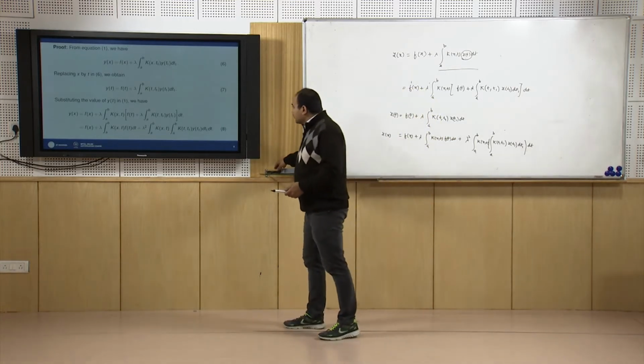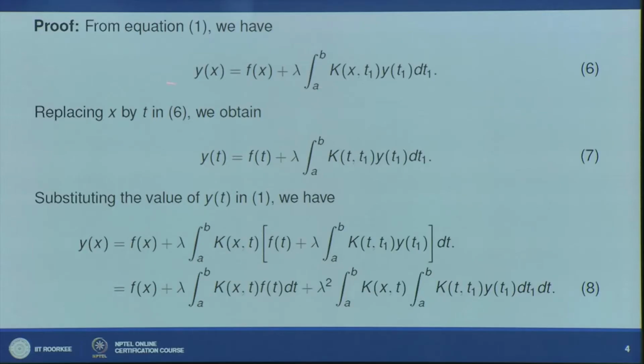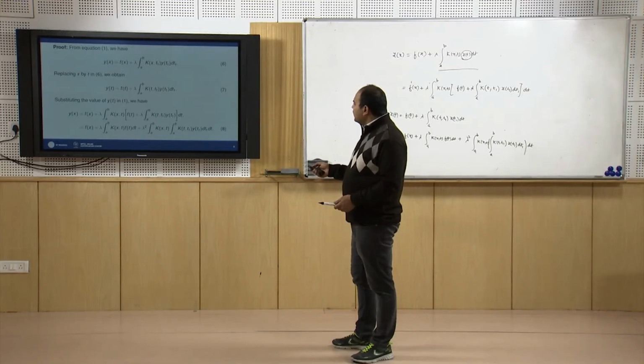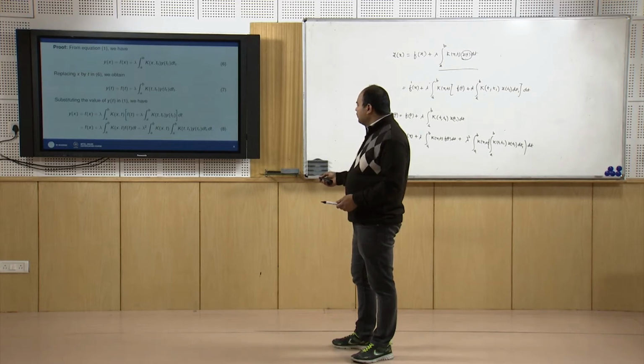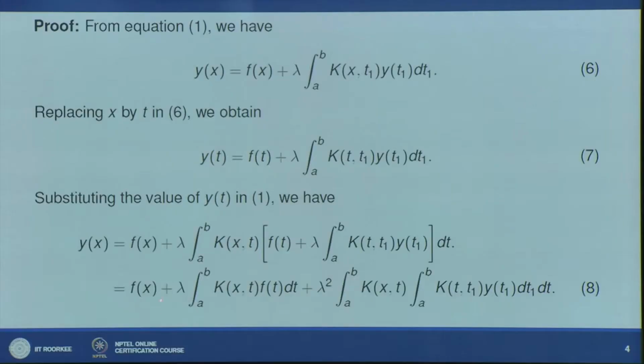So if you look, it is written here. Here we know that the Fredholm integral equation is given as this. Then if we find out the value of y of t1 here, then it is y of t like this. Then if you put it here, we have y equal to f of x plus lambda times integral a to b k x t f t dt plus lambda square integral a to b k x t integral a to b k t t1 y t1 dt1 dt, which we have shown just now. So y of x is given by this equation number 8.